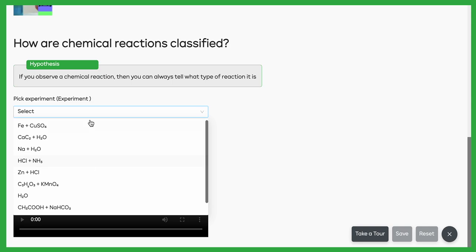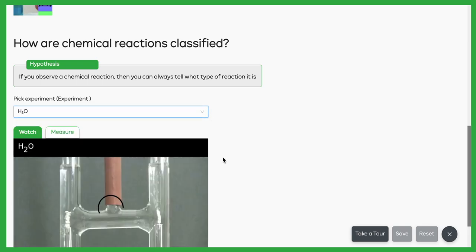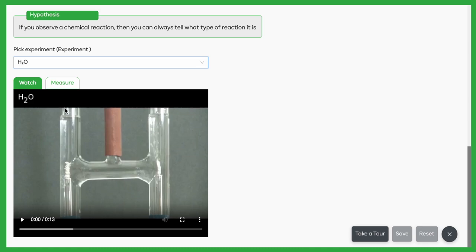And then we've got about 9 different reactions we're going to take a look at. So I'm just going to pick one here. For example, let's just do this one: water being broken down through electrolysis into hydrogen and oxygen.